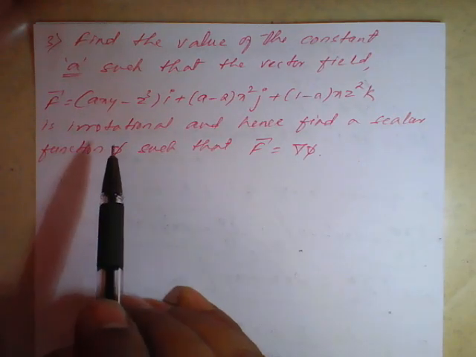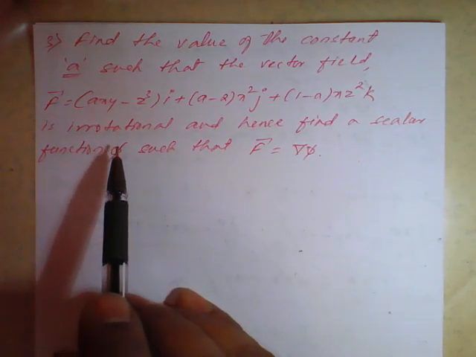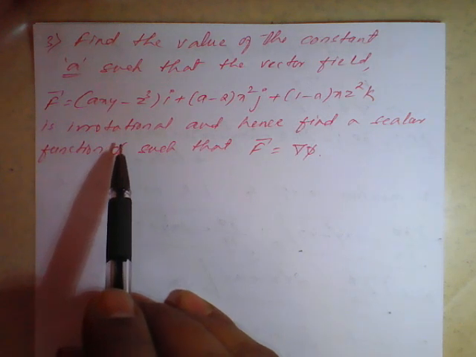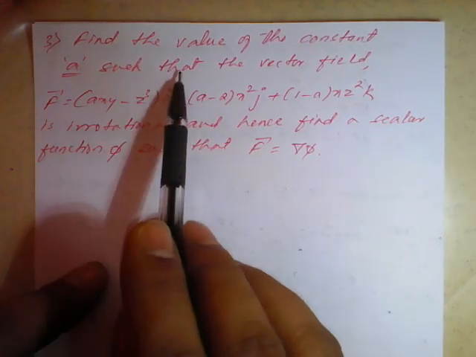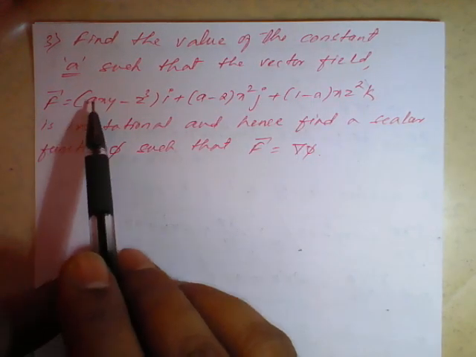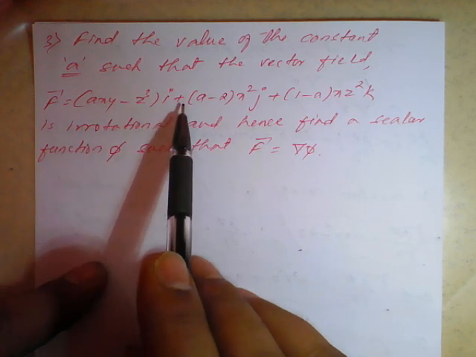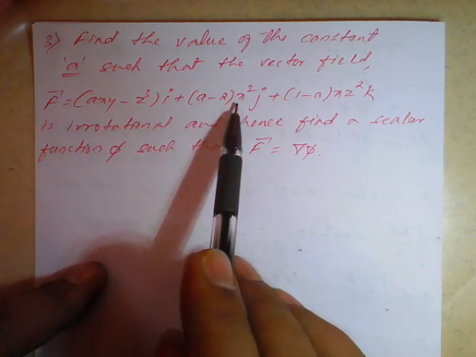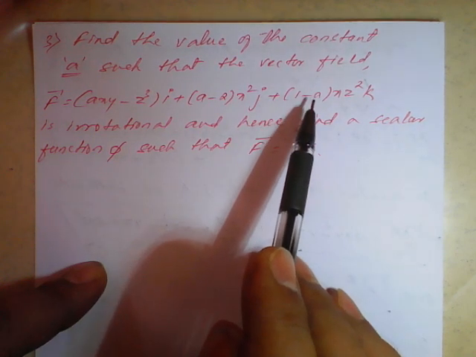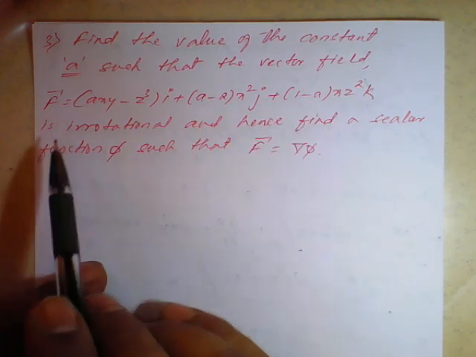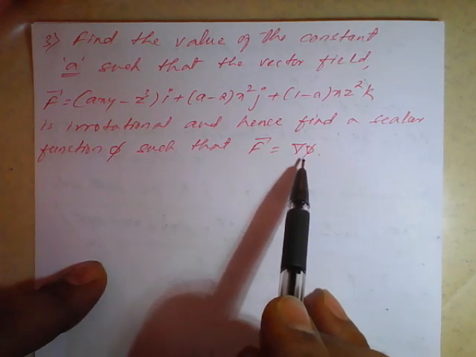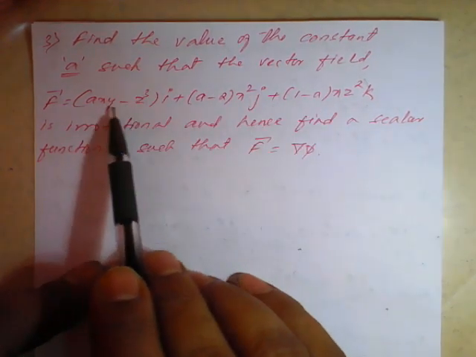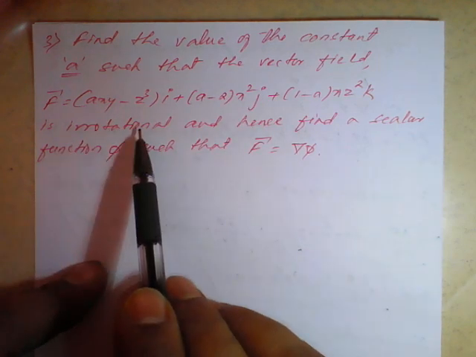Welcome, dear students. Here, I will continue the example from the previous lecture. Here, they are asking: find the value of constant A such that the vector field F is equal to (AXY minus Z cube) I plus (A minus 2) X square J plus (1 minus A) XY Z square K is irrotational, and hence find a scalar function phi such that vector F is equal to del phi. It means the given vector F is already irrotational.